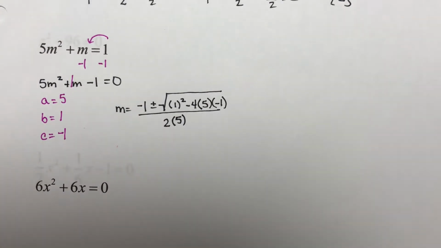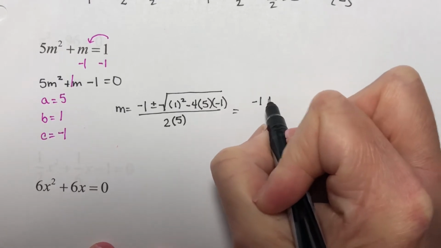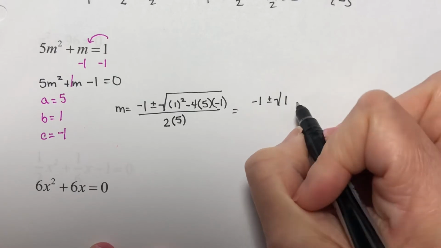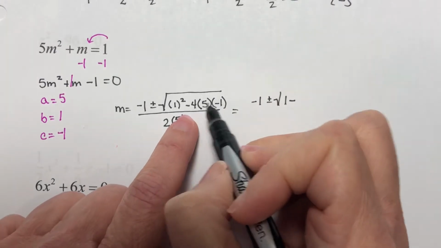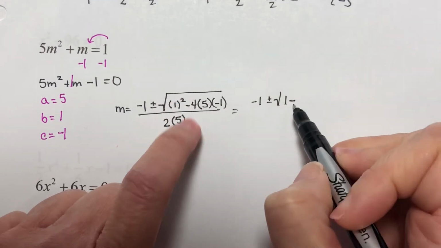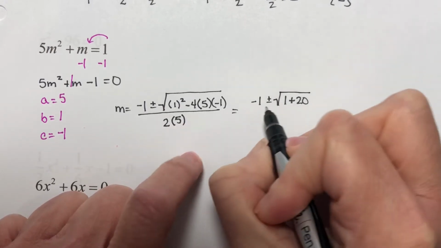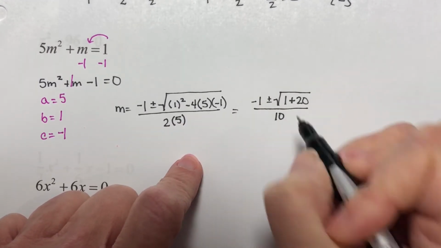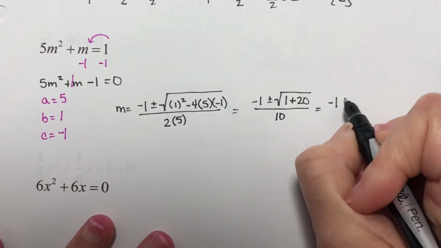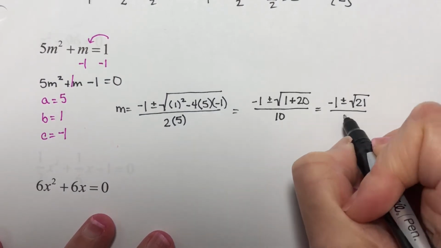All right, so let's start doing some calculations. I have negative 1 plus or minus the square root of 1 squared, which is 1, minus 4 times 5 times negative 1, that's 20, that's negative 20. So minus a negative 20 is the same thing as plus 20. And this is over a 10. Okay, so I have negative 1 plus or minus the square root of 21 divided by 10.